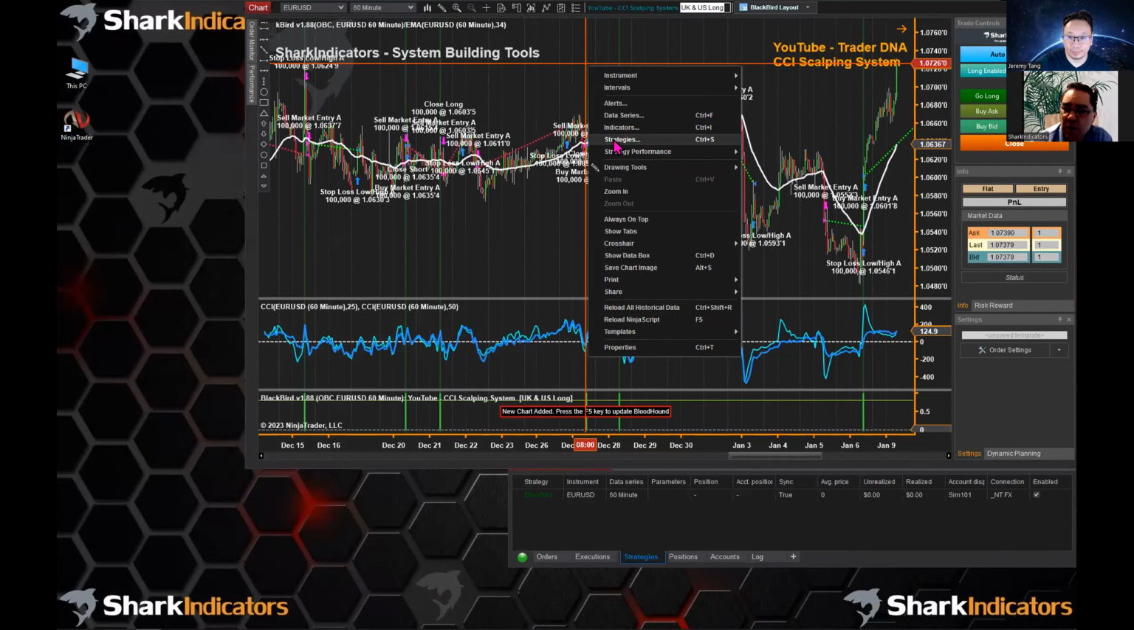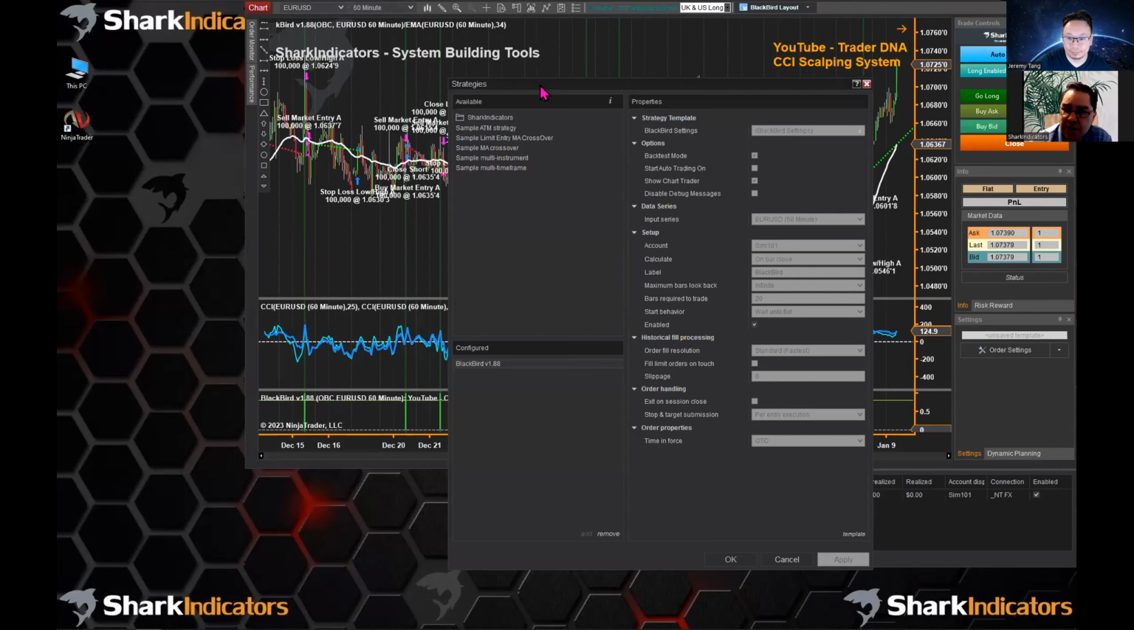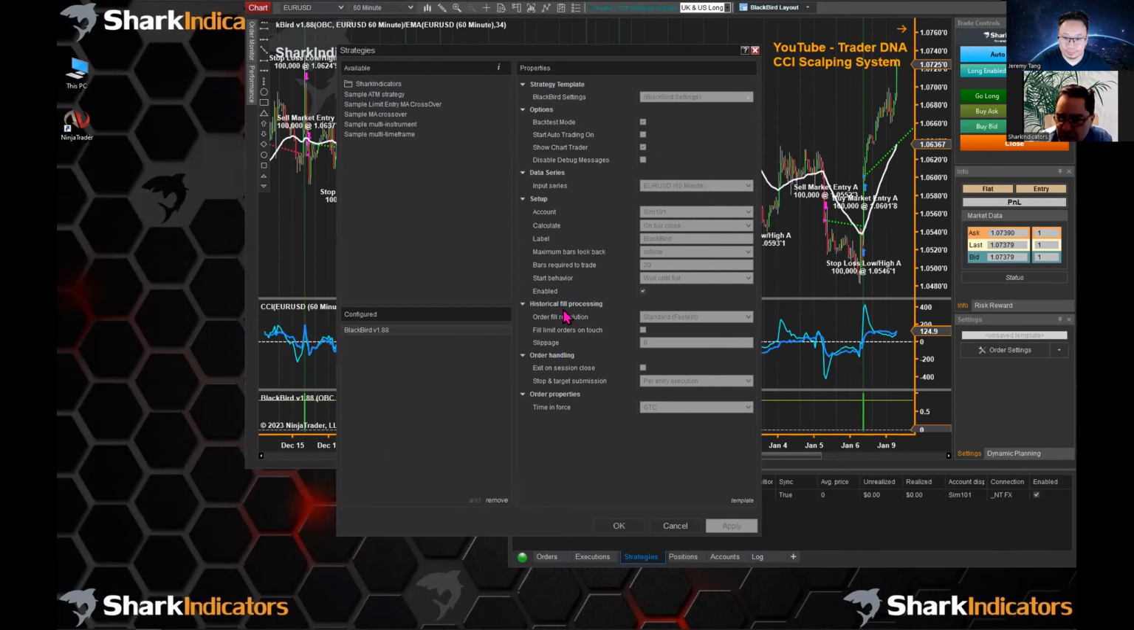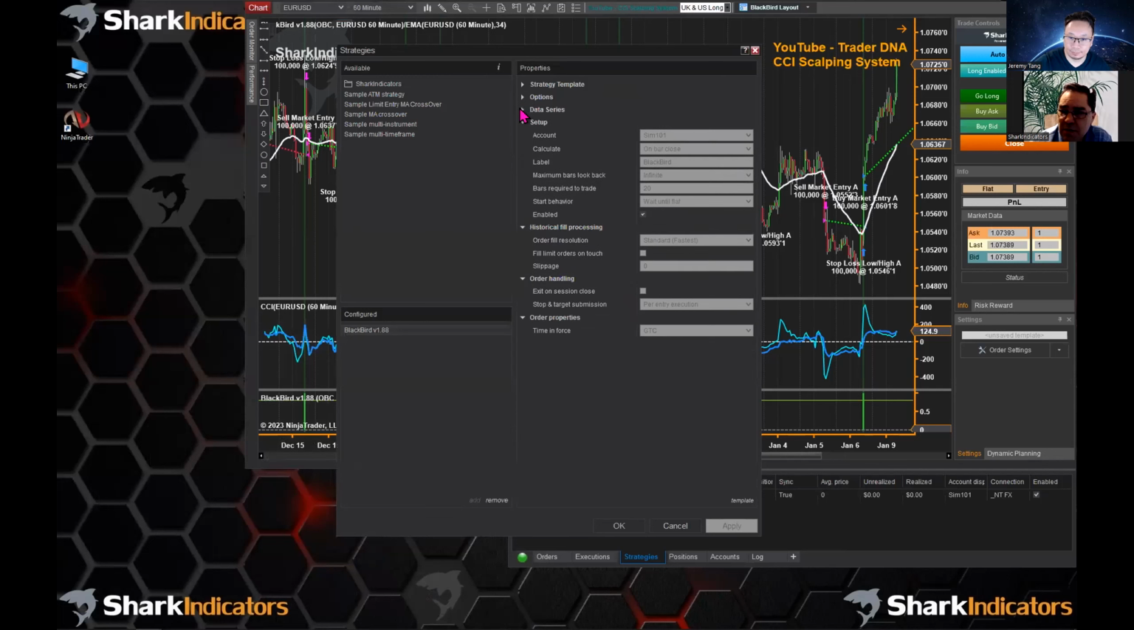While you're in the strategies window setting up your strategy, it's these lower three settings down here. Let me close this up. The top ones here are all Blackbird settings. Everything down below is our NinjaTrader settings. So under historical fill processing, there's a slippage setting there that you can put in.